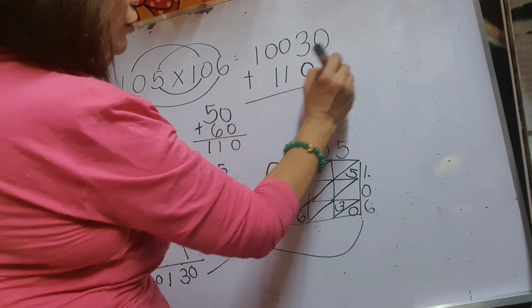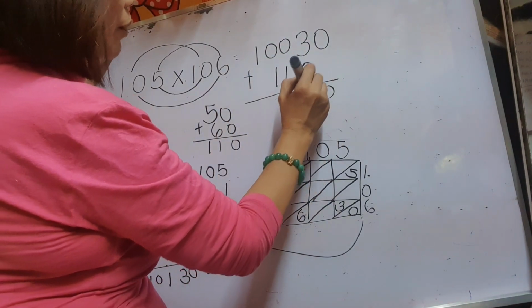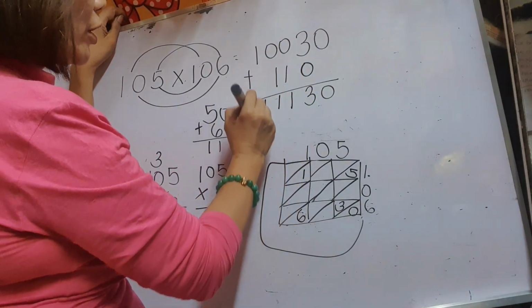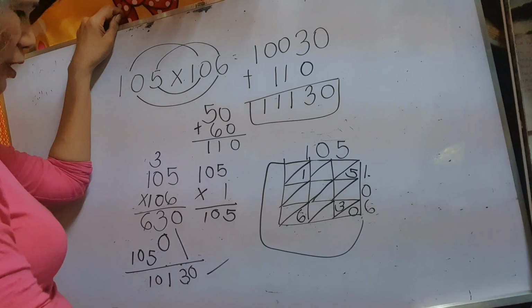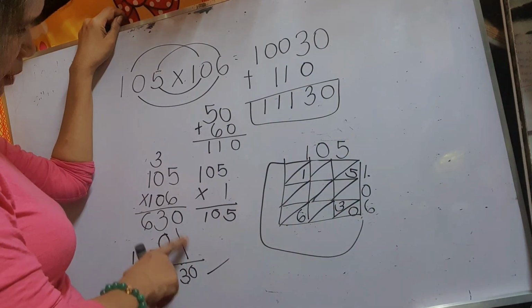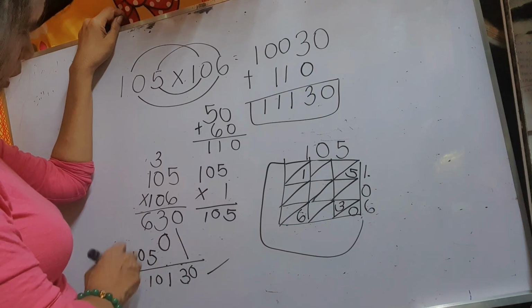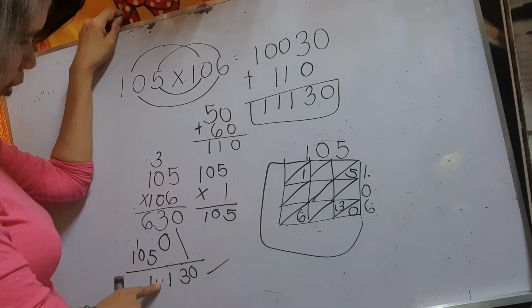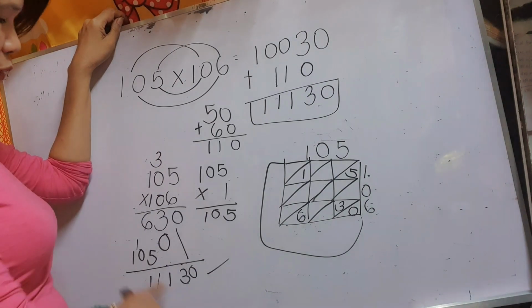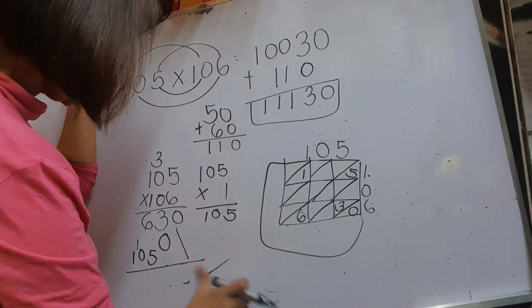We just have to add. So, 0. 3 plus 0, 3. 1. 1. And then 1. So, here now is your answer. Okay? So, 11130. Tama ba? 0, 3, 11. Ah, okay. So, meron pala tayong carry 1 dito. Okay, sorry. Ayan. Oh, so, we have the same answer. 11130. Okay. Ulitin na natin ito.